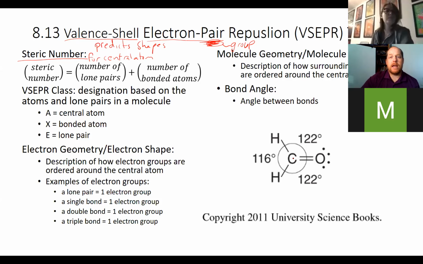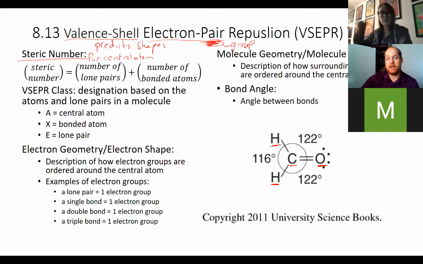On this molecule, we can look at the carbon as being the central atom, but we can also look at the oxygen as being a different central atom as well. Because you can take central atoms one at a time, especially if you have large molecules. And so the carbon is bonded to 2 hydrogens and 1 oxygen for a total of 3 bonded atoms, and it doesn't have any lone pairs. Therefore, the steric number of this carbon would be 3.